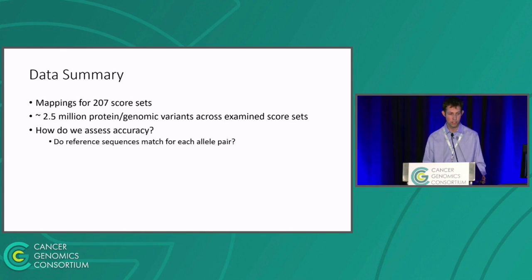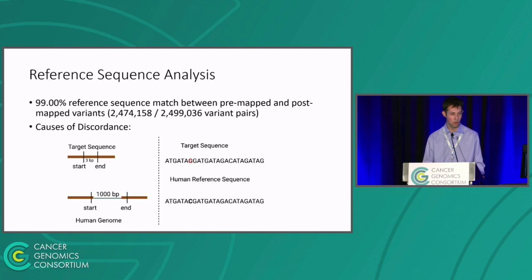And I think a good metric to do this is by basically assessing whether or not the reference sequence is matched for each allele pair. So if we have an assayed variant and a mapped variant, does the reference sequence in that position agree for both the assayed variant and the mapped variant? And what we found is a 99% overall reference sequence match between the pre-mapped and post-mapped variants.